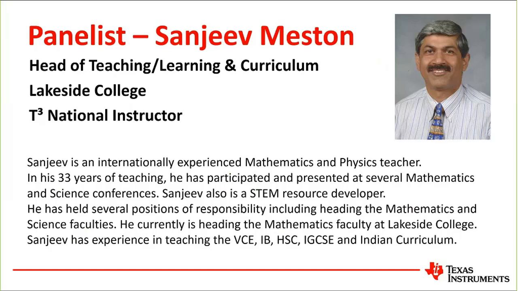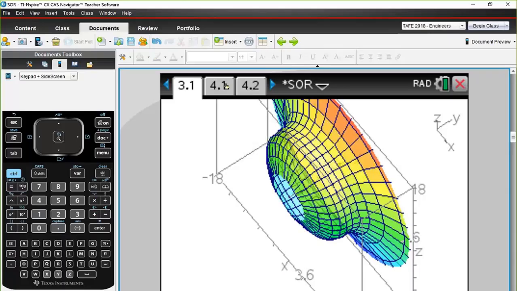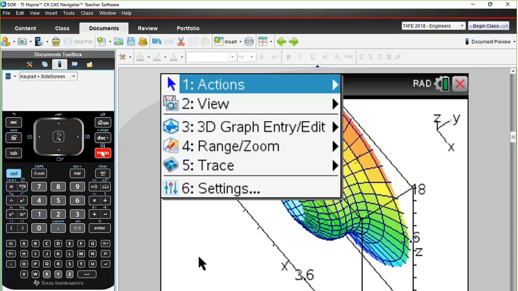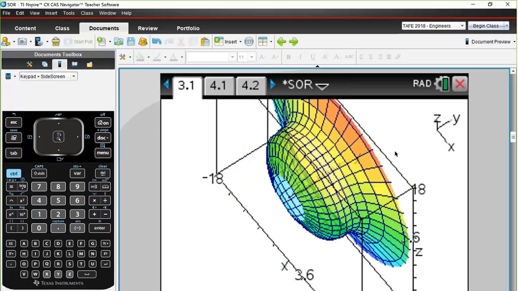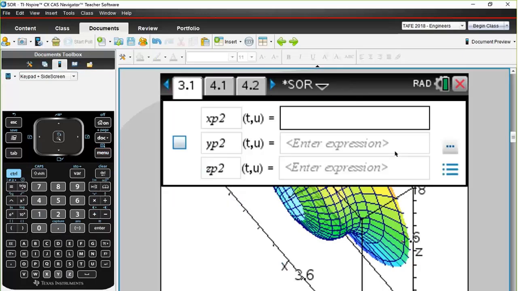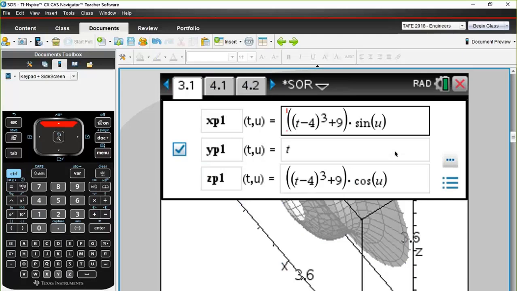when you get Sanjeev's TNS document, can I encourage you to see how they're built? Because I actually went through all this today to see, hang on, what's behind all this? So you'll just navigate to a page, and if we've got a 3D graph here, to see what's going on, hit the menu and go to the third option here, 3D graph entry edit. Take it from function to parametric, okay? And that opens up what's normally the function editor, but of course it's the parametric equation editor here, and we'll arrow up and you can see what's going on there.